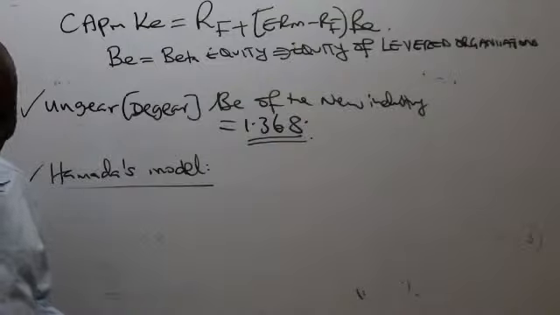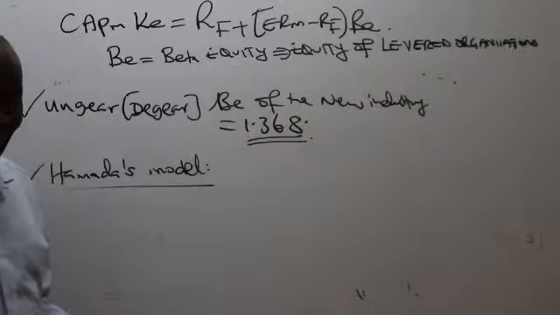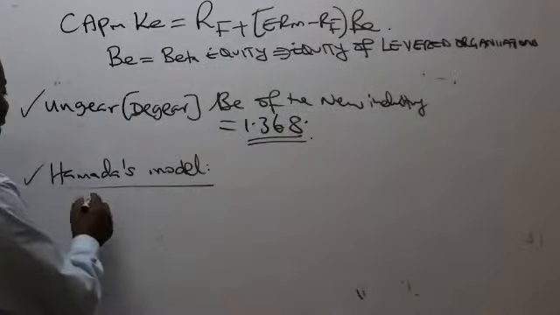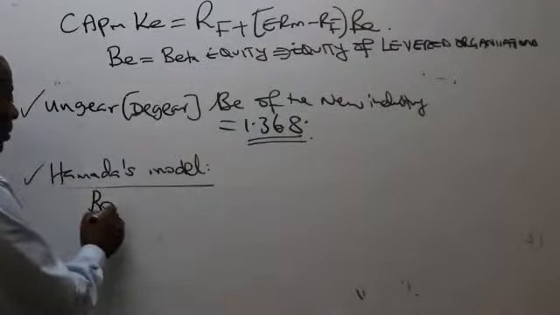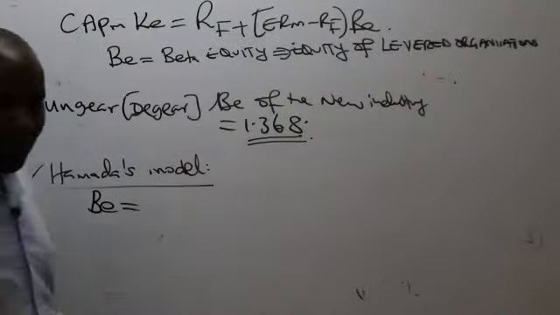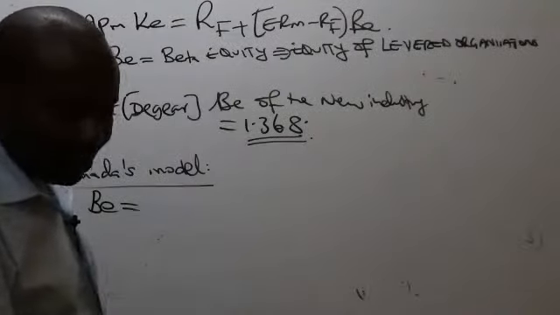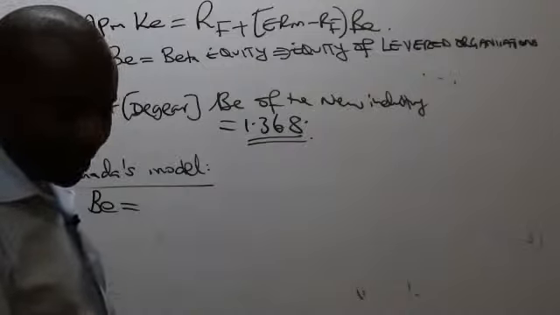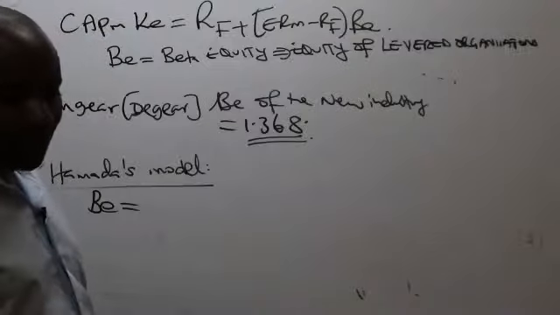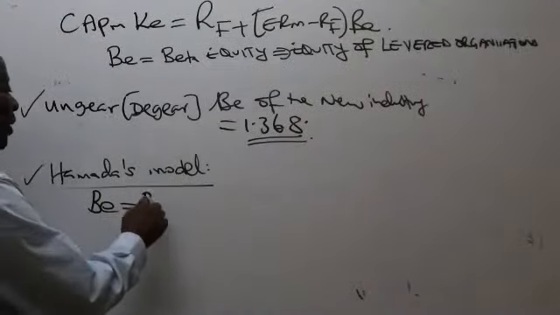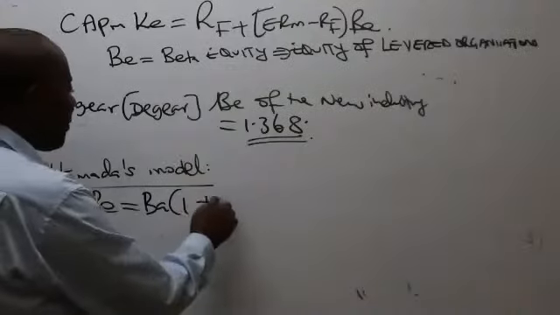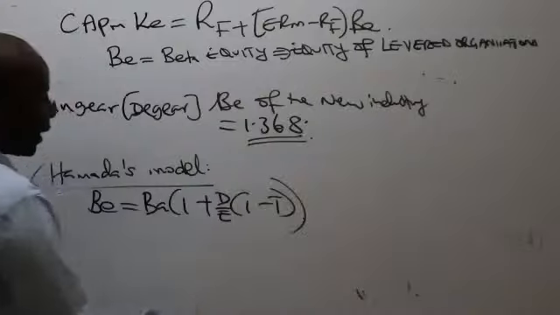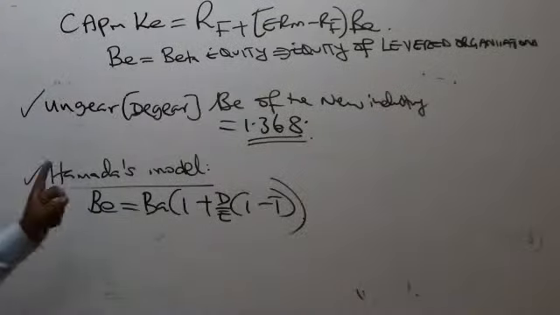No. That's not Hamada's model. So gentlemen, under Hamada's model, we are saying that our beta equity equals beta assets into 1 plus debt over equity into 1 minus tax, like that. This is the proper Hamada's model.